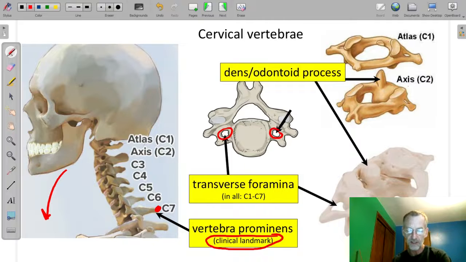The noteworthy feature of C2, the axis, is the dens, which sticks up as a projection. It's also called the odontoid process. What do you think odontoid means here? What does that tell you? Why did somebody call it the odontoid process instead of the bumpy process or something? So, next slide.